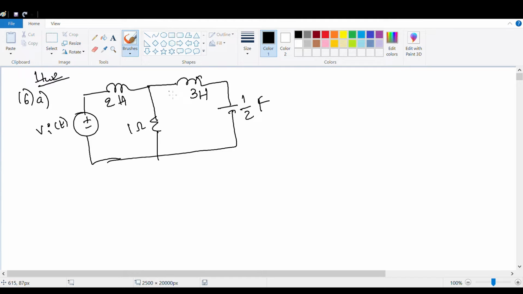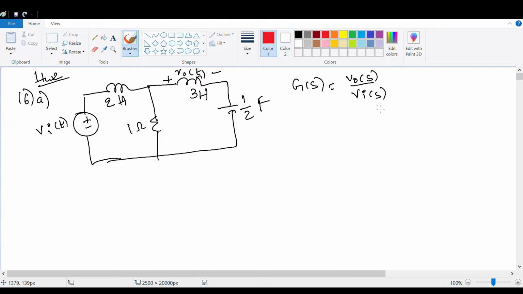This is V naught of t. The voltage across the inductor is V naught of t. Find the transfer function G of s equals V naught of s by Vi of s. Vi of s and 2 Henry, 1 ohm, 3 Henry, 1 by 2 farads.